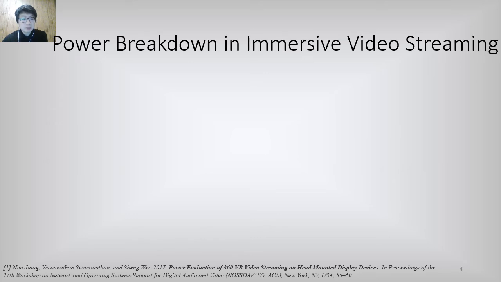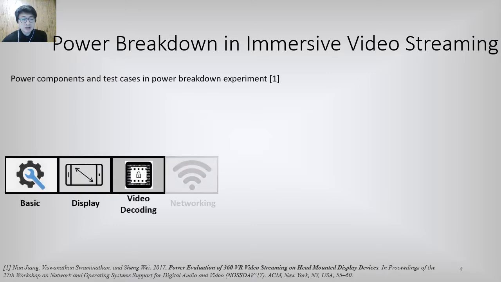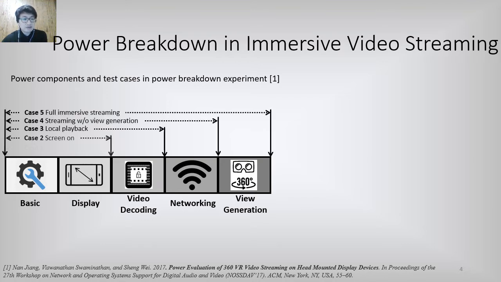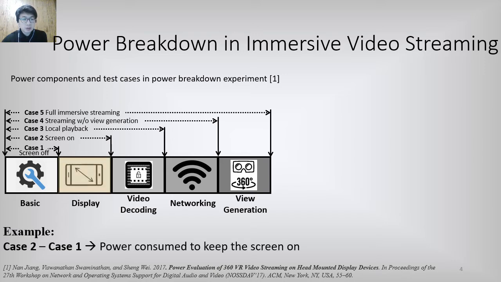Based on our previously published work at NOSDEV 2017, we did a power breakdown analysis, and we first came up with these 5 power components that we think are important in the system. Since we cannot directly measure the power of each component, we also designed these 5 test cases. By doing power differential analysis, we can find out the power consumption of each component. For example, if we subtract the power consumption of case 1 from case 2, we can find out the power consumed to keep the screen turned on, which is the display component here.